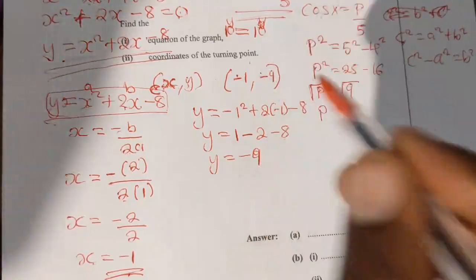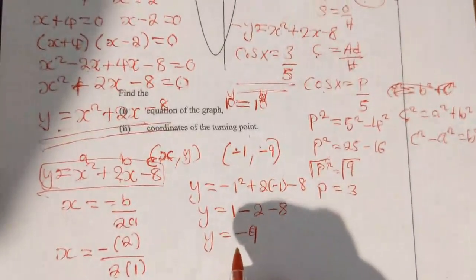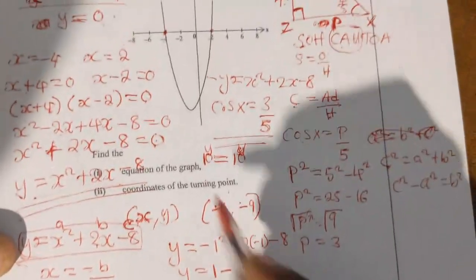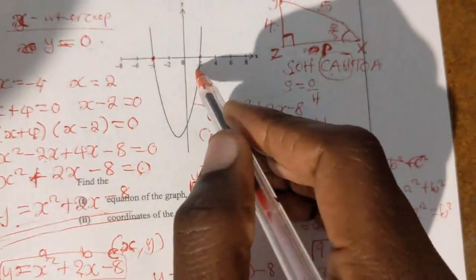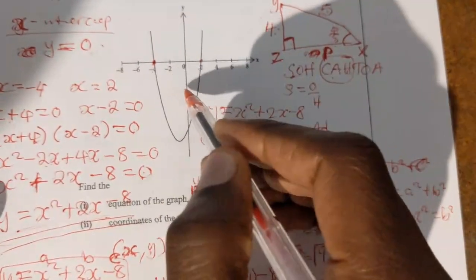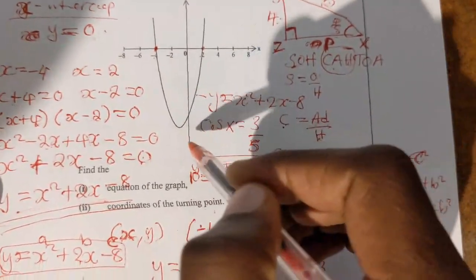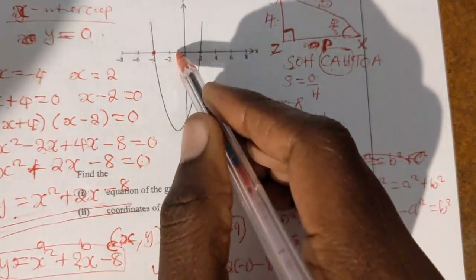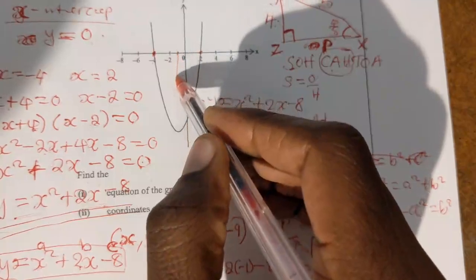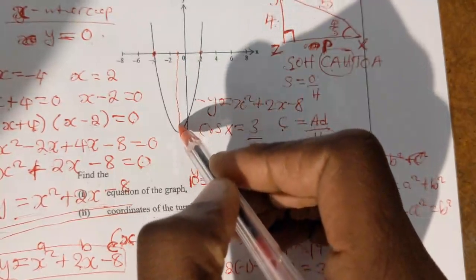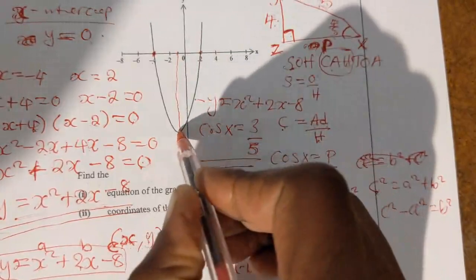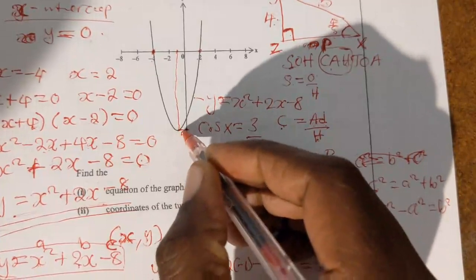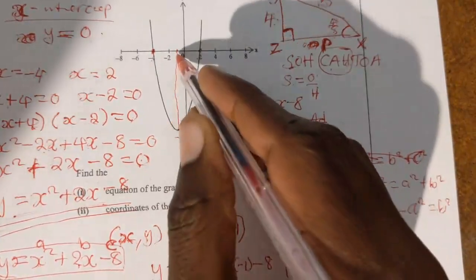Okay, so these are the coordinates of the turning point where this graph is turning from. We have negative 1 comma negative 9. So it is turning at negative 1. So this is 0, and it's turning here at negative 1 comma negative 9. You can even tell this to be 9, negative 9 here. So this is negative 1.